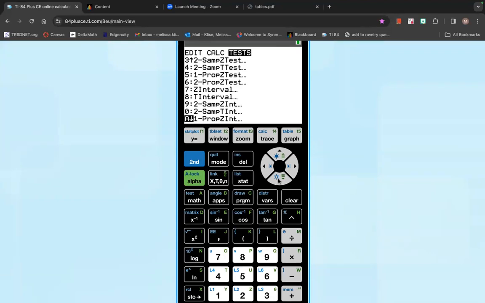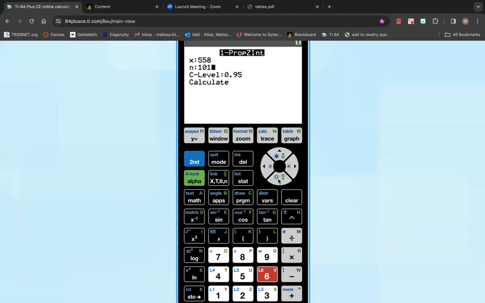And hit enter. Our x is the number of successes we have, which is 558 people who said yes. The n is your sample size. That was 1,016. Our confidence level is 95%. That's already there on mine. I want to give you a second so you can enter that into your calculator.